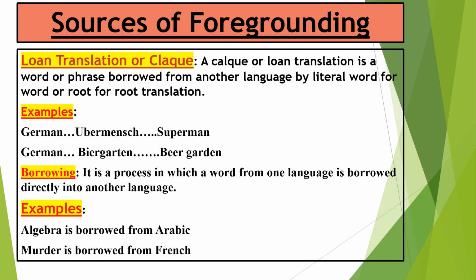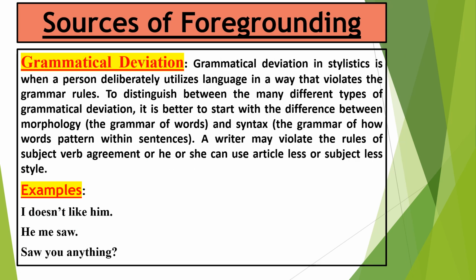Then there are certain words that we have borrowed from other languages, but we translate those words, such as Übermensch. We have translated this word in English as Superman, and Biergarten as beer garden. Other than that, there is borrowing, where we use the word as it is without translating it into our language, as we have borrowed algebra from Arabic and murder from French.